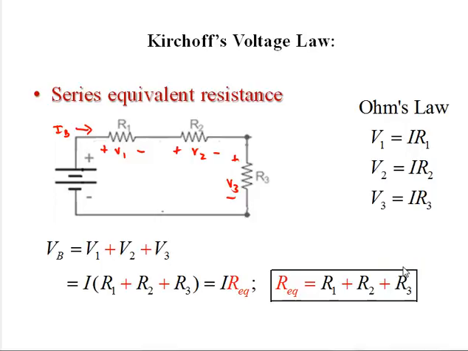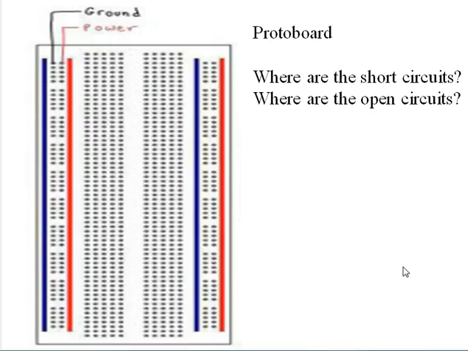So let's just look at a protoboard. This is what we'll use in lab. What we want to know is where the short circuits and the open circuits are. The reason for this protoboard is to help us wire our circuits together without having to use solder. Through the parallel red and blue stripes, our short circuits are vertical. In between, our short circuits are horizontal.